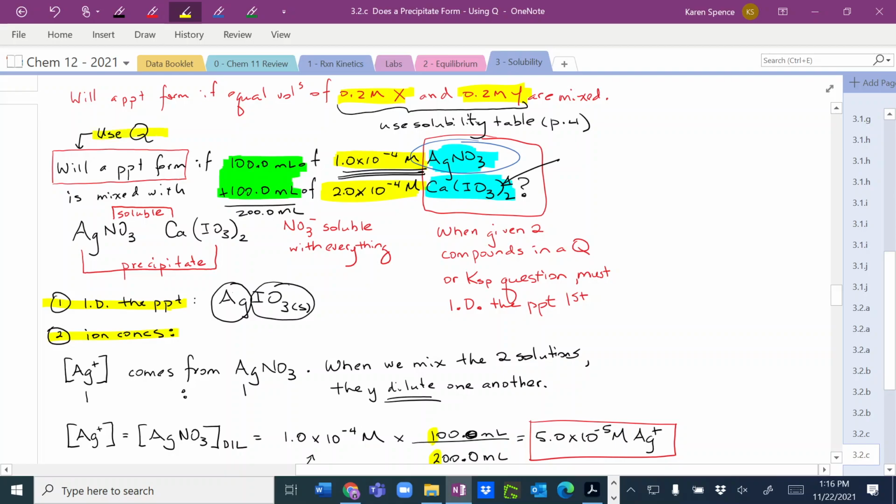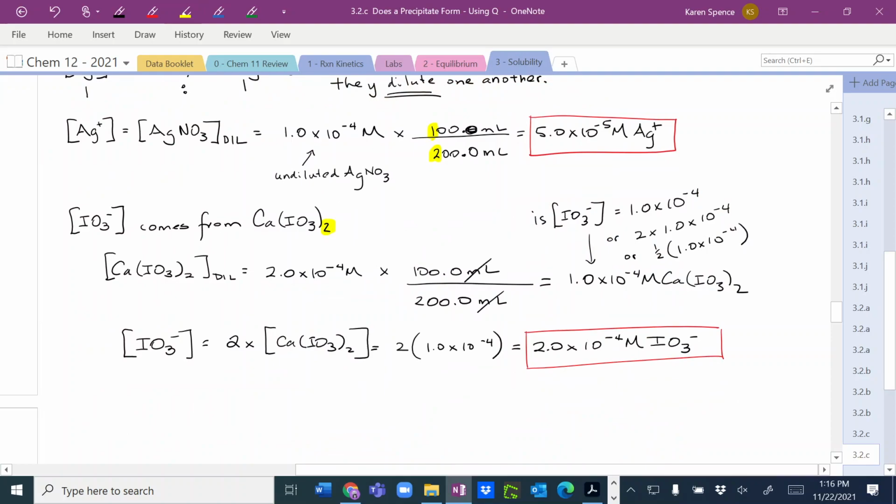The third thing we're going to do is we're going to use a Q, but before we can write a Q, we need to write the solubility equilibrium equation, also known as the SE. Nobody calls it that but me, but I get tired of writing it, so that's what I call it.